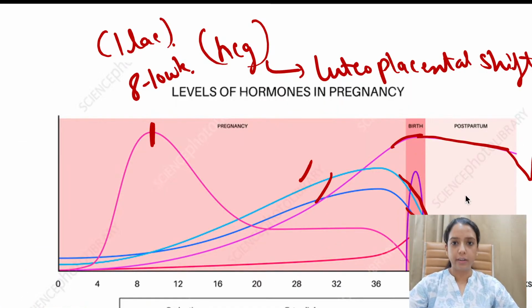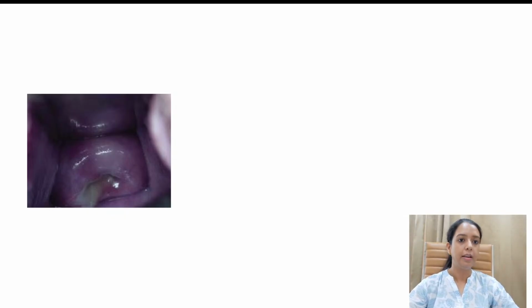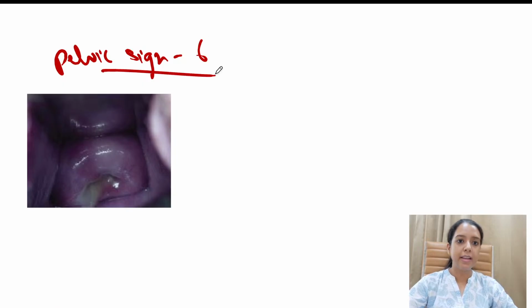Okay? So this is prolactin hormone that has been questioned in NEET PG 2021. Now pelvic signs, a question is very frequently asked. Let's quickly see and please keep answering. What is this pelvic sign? In pregnancy, there are 6 pelvic signs that are seen.